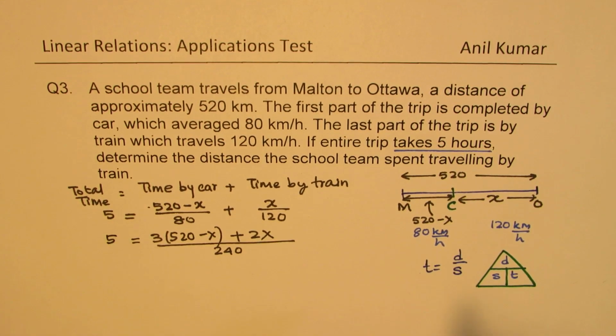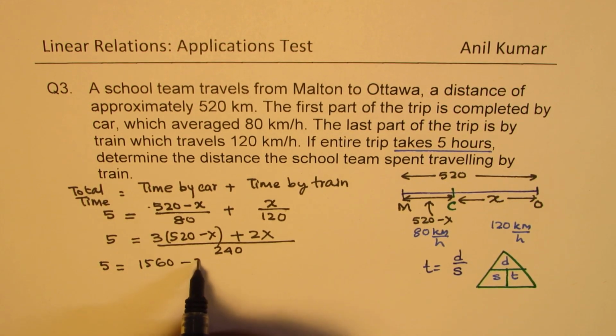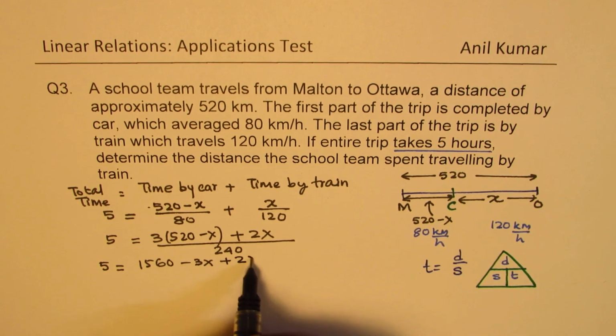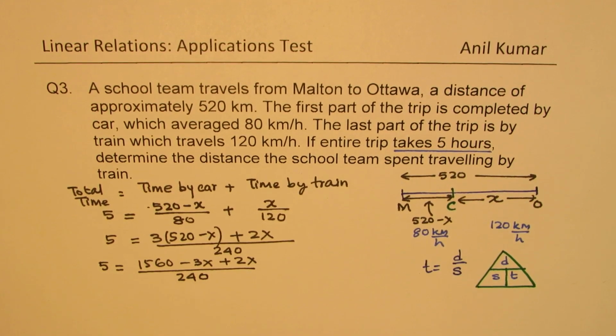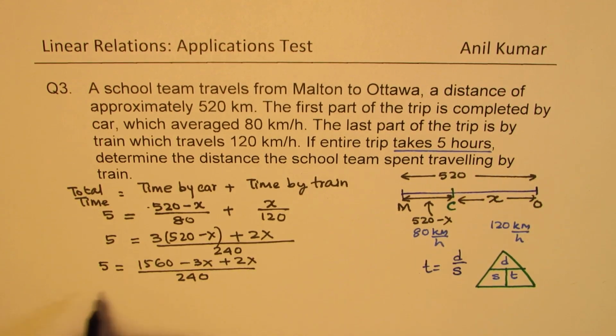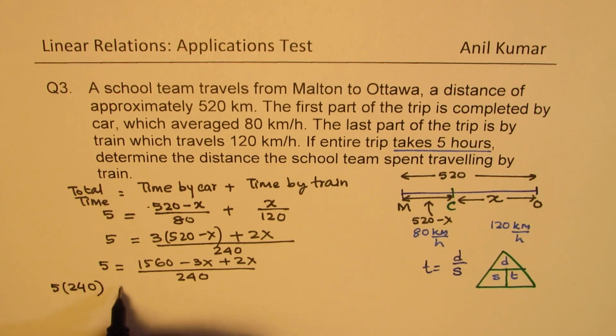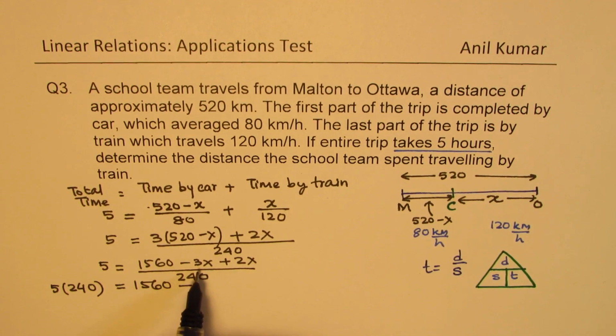And here we have 5. So let's open the bracket. So we get 5 equals 1560 minus 3x plus 2x over 240. So we can now cross multiply. When you cross multiply, you get 5 times 240 equals 1560 minus, here minus 3x plus 2x is minus x.